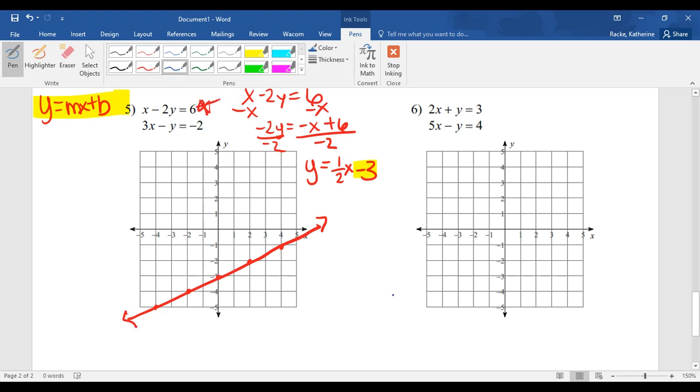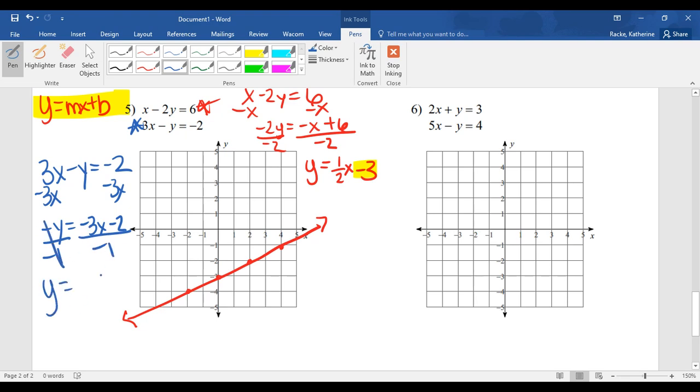Okay, now we're going to do the same thing for the next line, 3x minus y equals -2. Solve that for y by subtracting 3x on both sides. I get -y equals -3x minus 2, dividing by -1 on both sides. Okay, I get y equals negative 3x divided by negative 1 gives me a positive 3x. You can keep it over 1 if you want, since it is the slope. And then negative 2 divided by negative 1 gives me a positive 2.